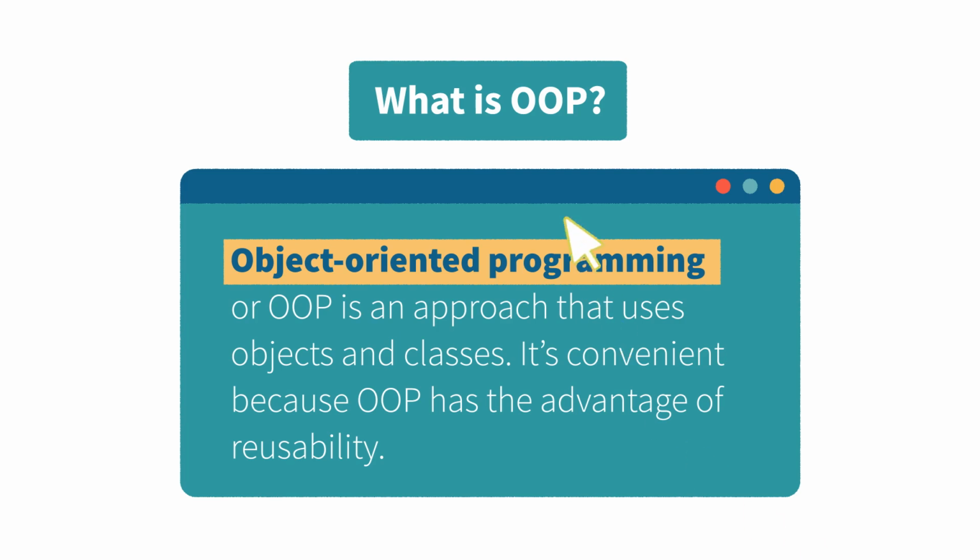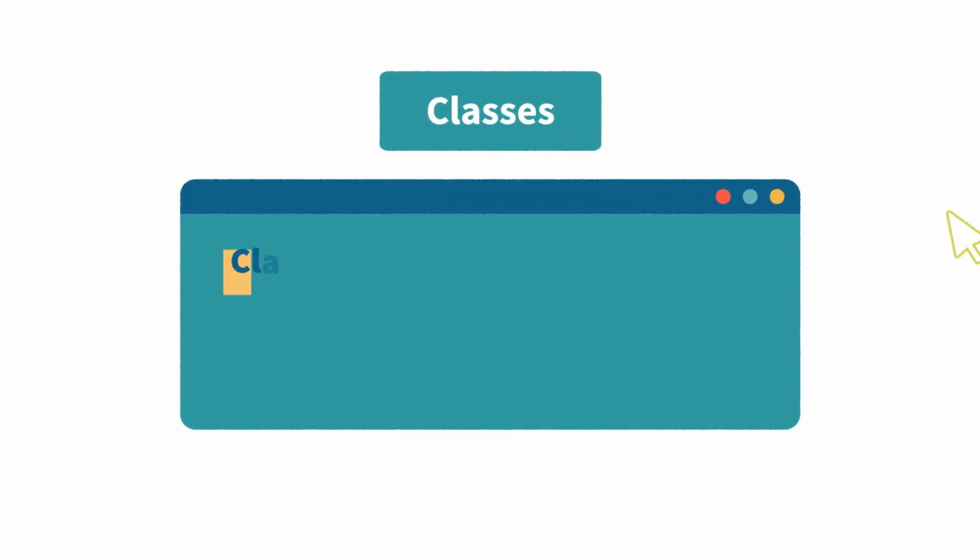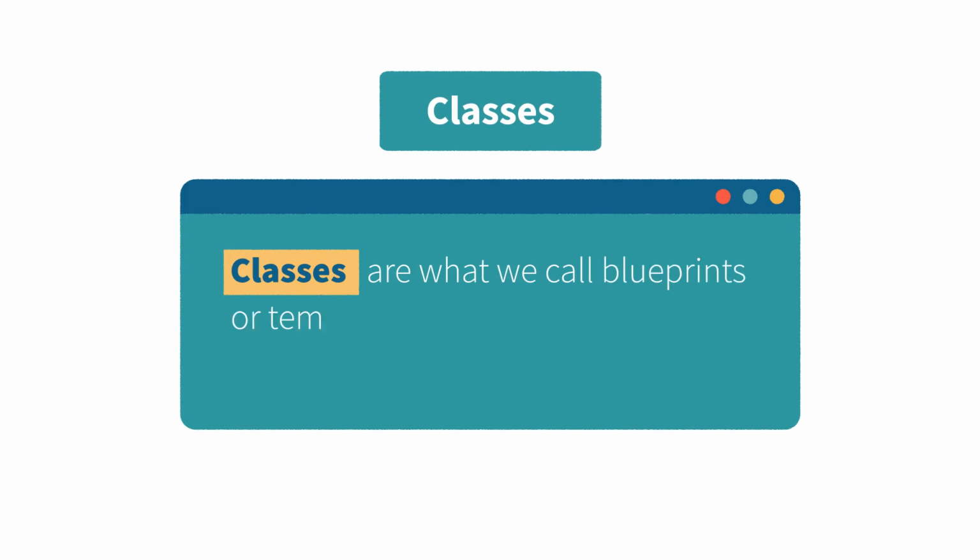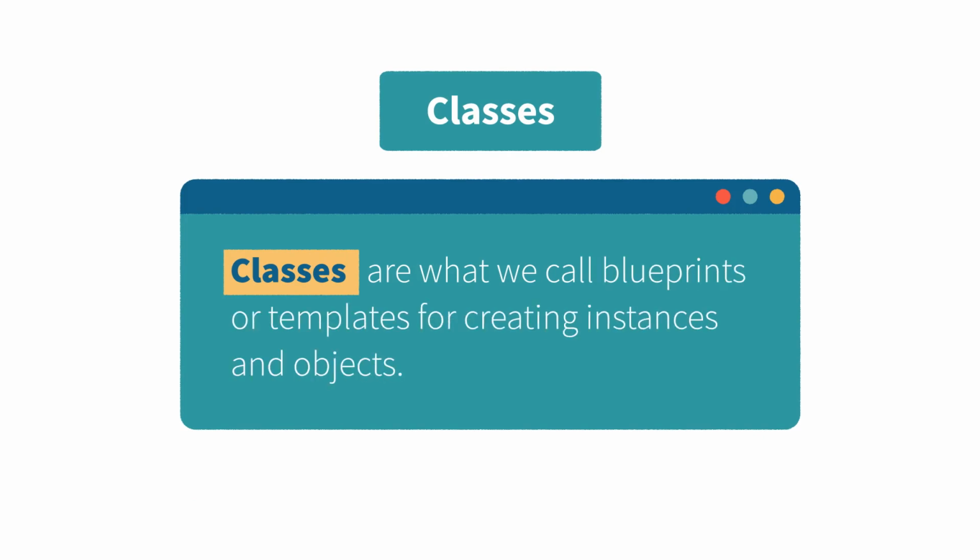Hold on, what's a class again? Classes are what we call blueprints or templates for creating instances and objects. They help us organize our data and functions. That way, classes could be reused or modified if necessary.